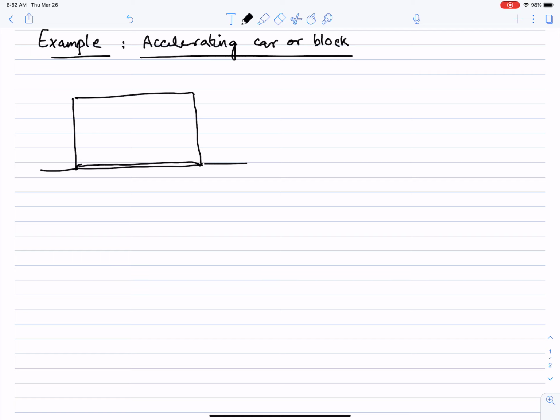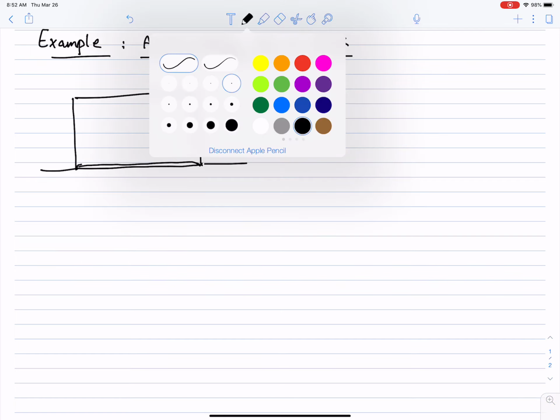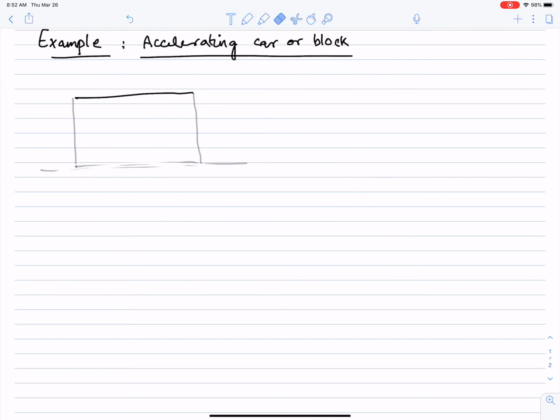Maybe let me exaggerate the drawing a little bit. So it's touching the ground only at a couple of points. Okay, and that's the ground. So let's call this point A, let's call this point B, let's call this point C, let's call this point D, and let's call this H.